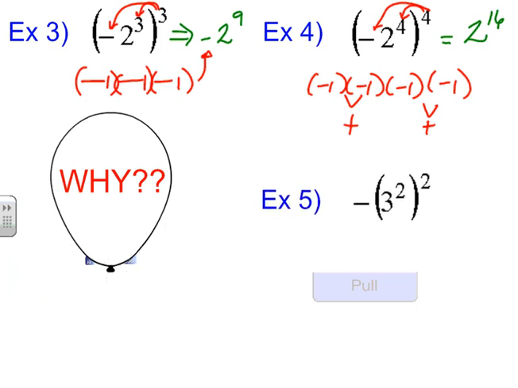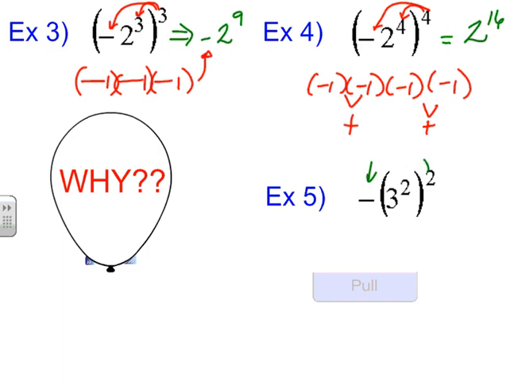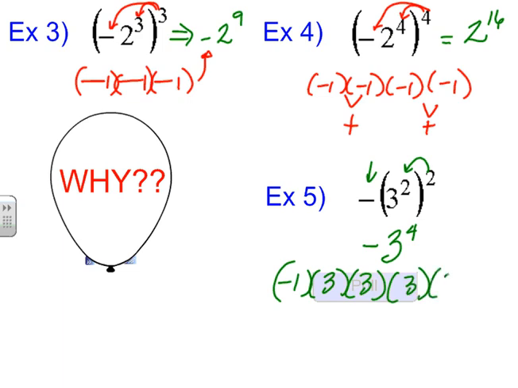Now let's take a look at one last example. Here we have negative 3 squared and the whole thing squared. So if we think about it, this negative sign has nothing to do with what's going on out there. It's saying, take the opposite of whatever this may be. Well, when we give the 2 out here, we know that we have 3 to the 4th power. And so we still want the opposite of whatever 3 to the 4th power is. If I was to write this out in expanded notation, I'd have negative 1 times 3 times 3 times 3 times 3. And once I multiply all that together, I get negative 81. So hopefully you'll understand a little bit more about raising a power to a power.